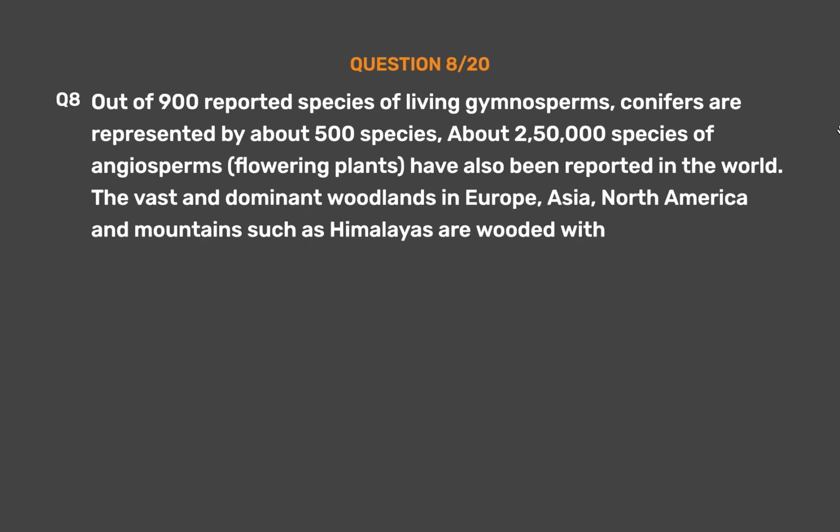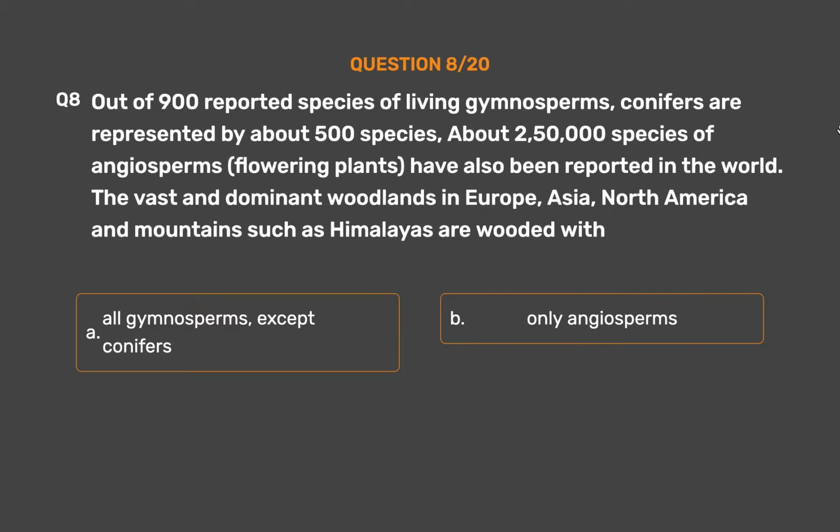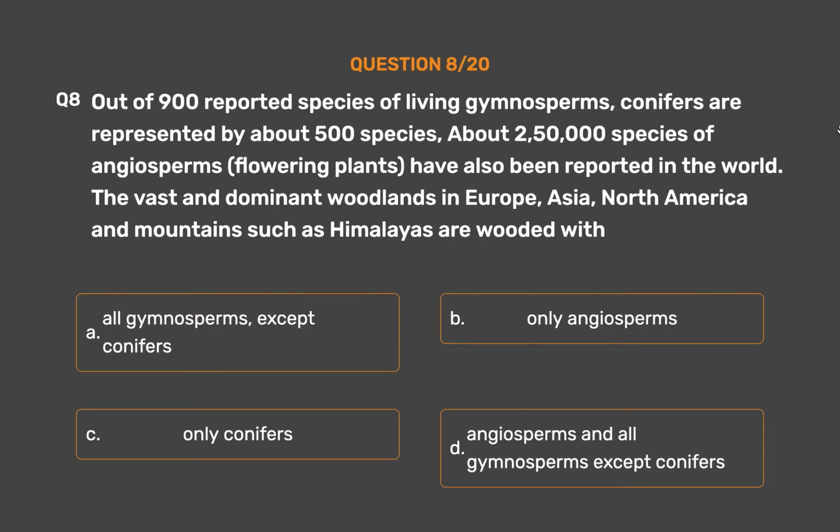Question number 8. Out of 900 reported species of living gymnosperms, conifers are represented by about 500 species. About 250,000 species of angiosperms, flowering plants, have also been reported in the world. The vast and dominant woodlands in Europe, Asia, North America and mountains such as Himalayas are wooded with Option A. All gymnosperms, except conifers. Option B. Only angiosperms. Option C. Only conifers. Option D. Angiosperms and all gymnosperms except conifers.